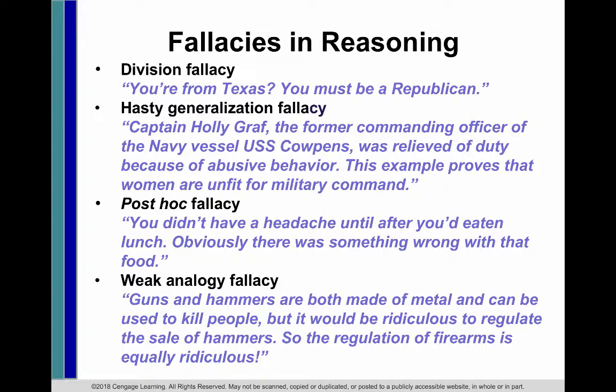Weak analogy fallacy incorrectly compares two things that are fundamentally different in the relevant way.